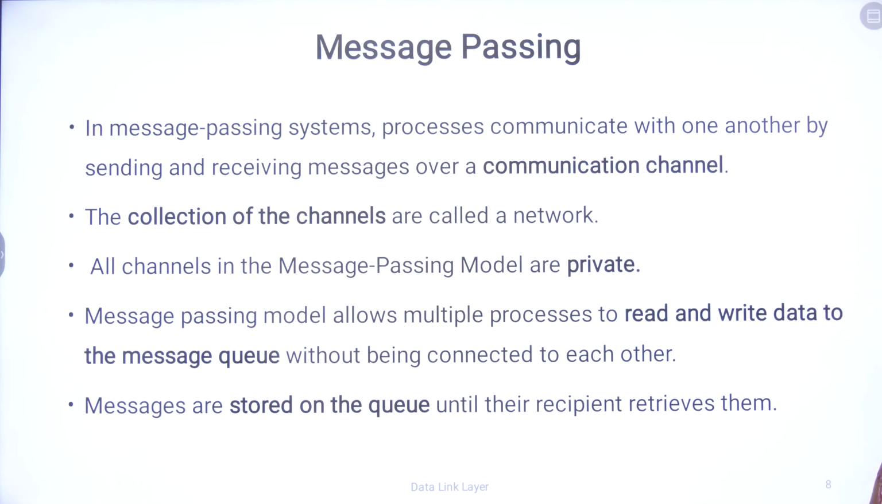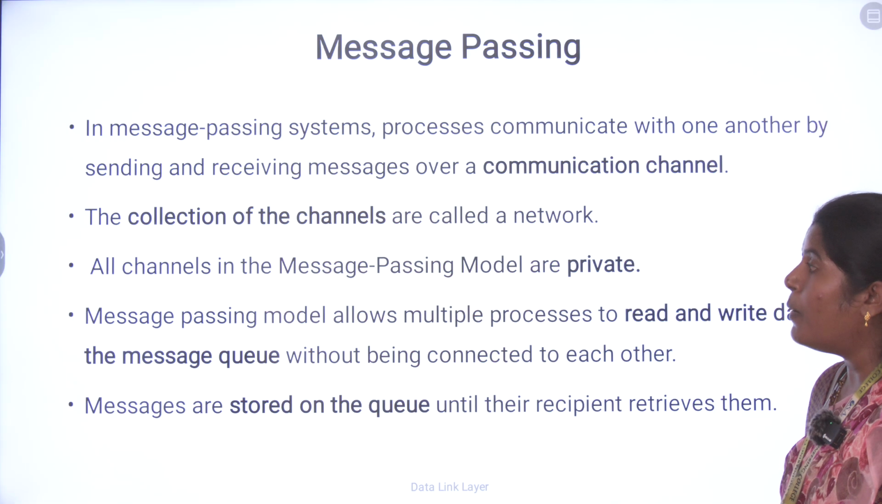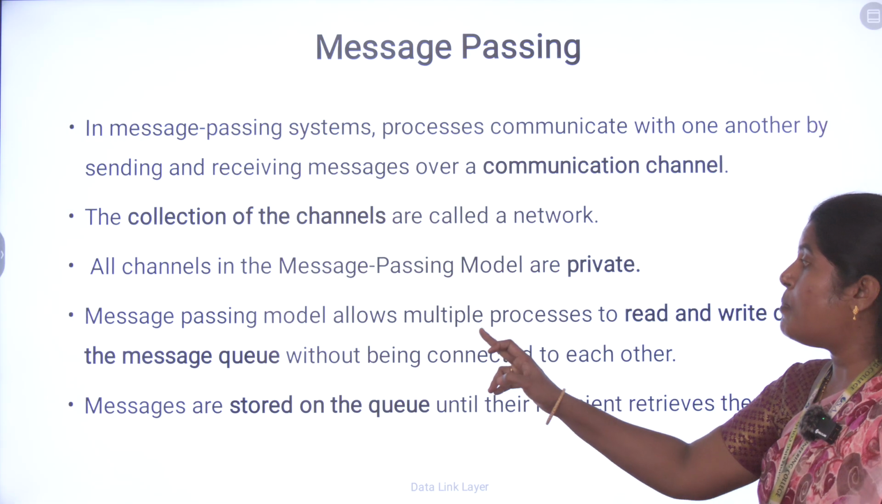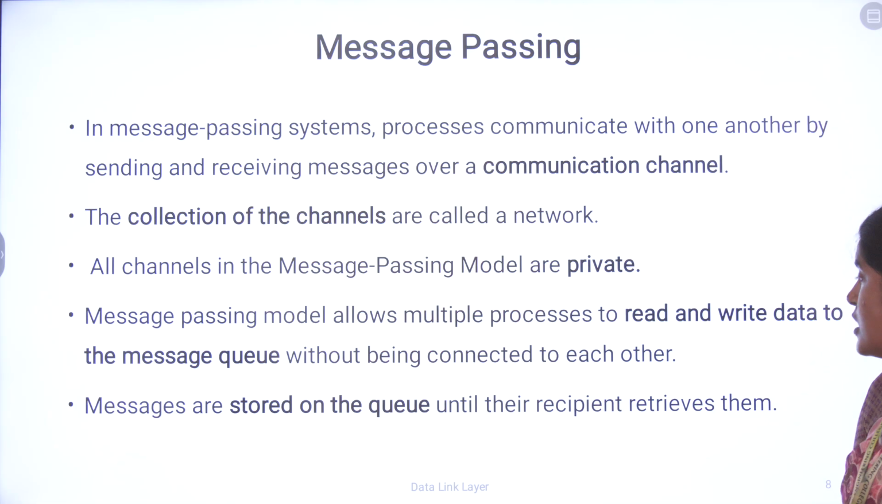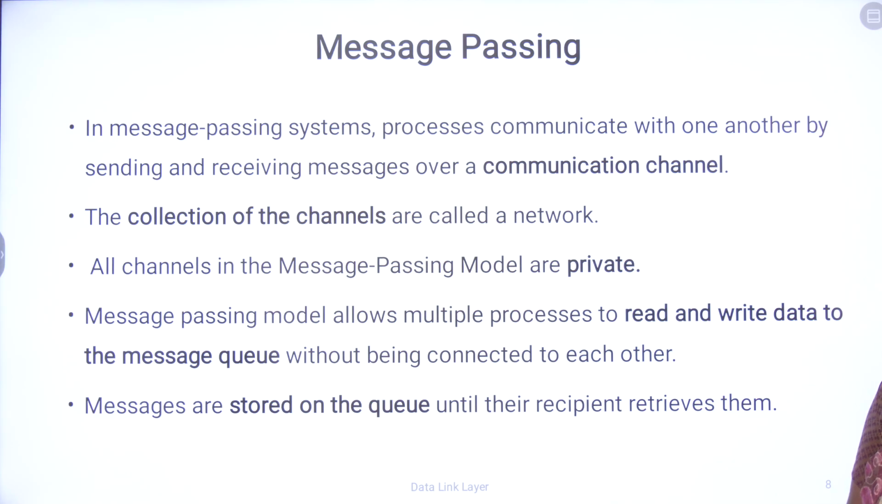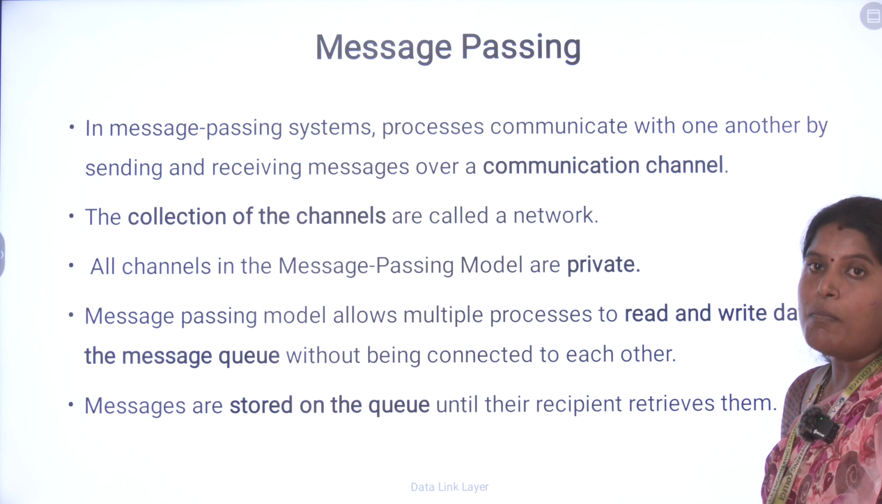Moving on to message passing. In the message passing system, processes communicate with one another by sending and receiving messages over a communication channel. This communication channel we call a network. All the communication channels in the message passing concept are private. The message passing model allows multiple processes to read and write data to the message queue without being connected to each other. The messages sent by different processes are stored in a message queue in the form of a linked list.